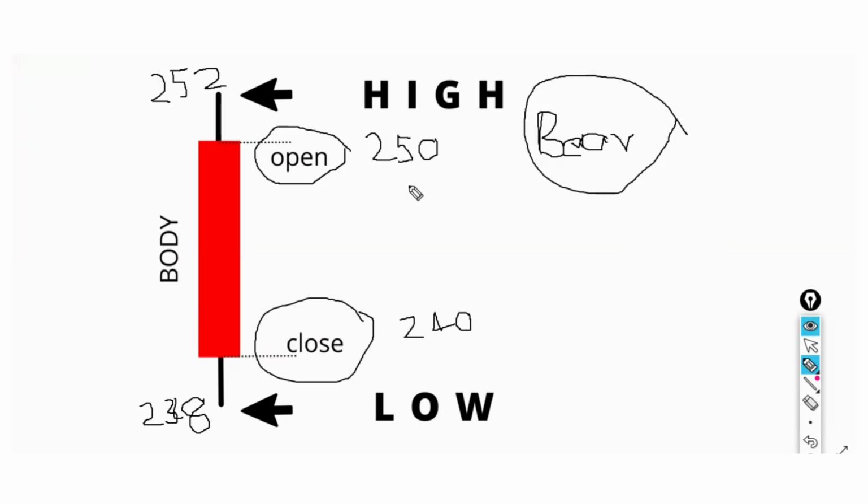So the market opened at 250. It went as high as 252. Again came back to the open, came down to 240. Again went down to 238, but in that time frame it closed at 240. So this scenario is a bearish scenario.